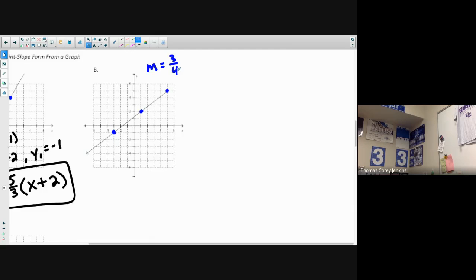Let's pick a point, any point. I used one with positives last time, negatives last time. Let's use a point that has all positive values this time. So I'm going to use (1, 2). x1 is 1, y1 is 2, and m is 3 over 4. So my equation will be y minus y1, which is 2, equals m, which is 3/4, times the quantity x minus x1, which is 1.